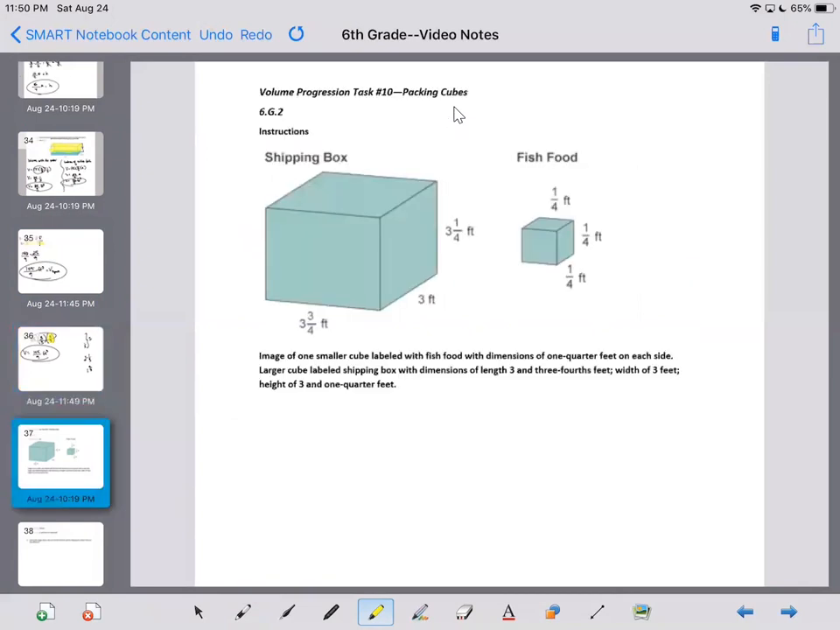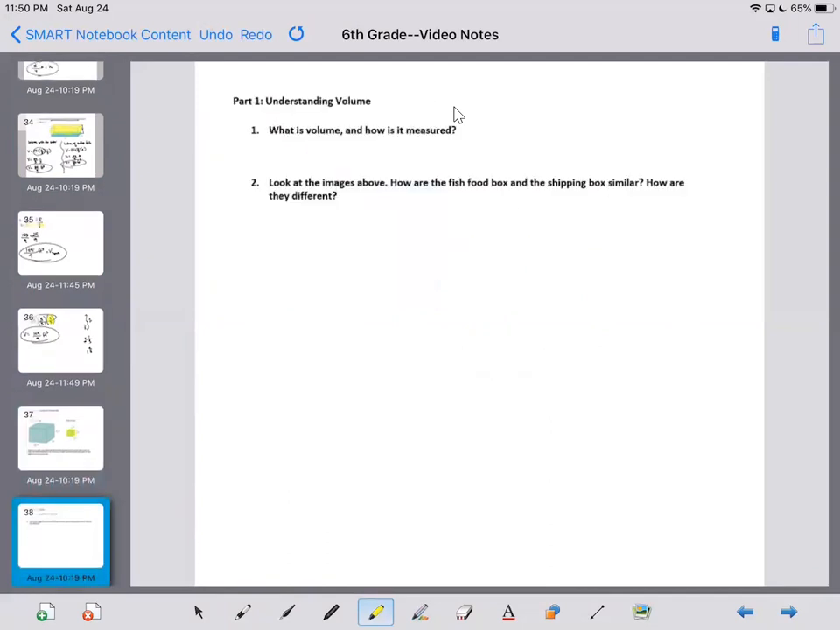All right, task number 10. This was one that I'd mentioned in the previous video called packing cubes. And here we've got this cube that's a 1/4 by 1/4 by 1/4, and we're just trying to figure out how many of those would fit in the prism. So I want to figure out what's the volume and then how it's going to be measured.